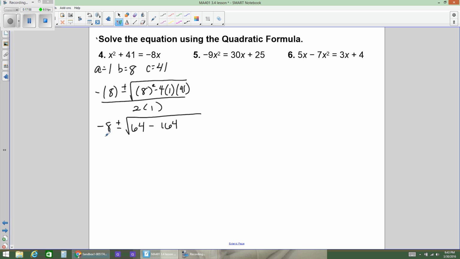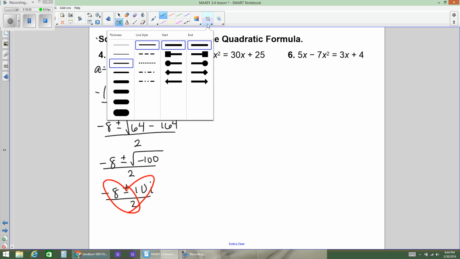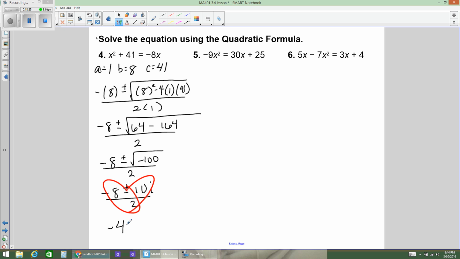What's 64 all over 2? That's negative 8 plus or minus square root of negative 100 over 2. That's negative 8 plus or minus 10i over 2. You have to share the love. So you get negative 4 plus or minus 5i.